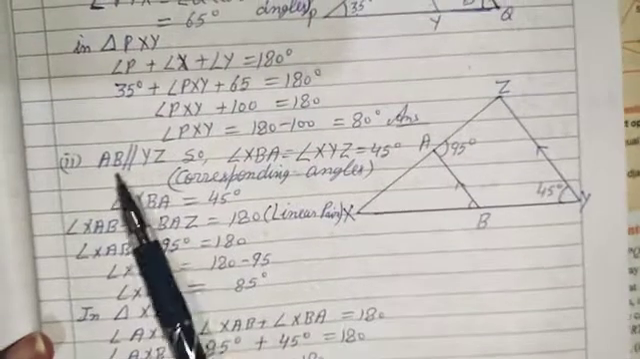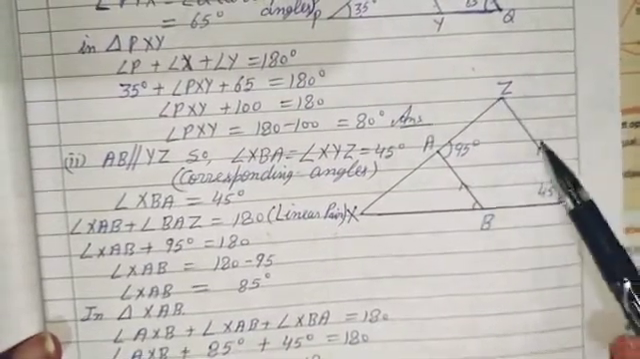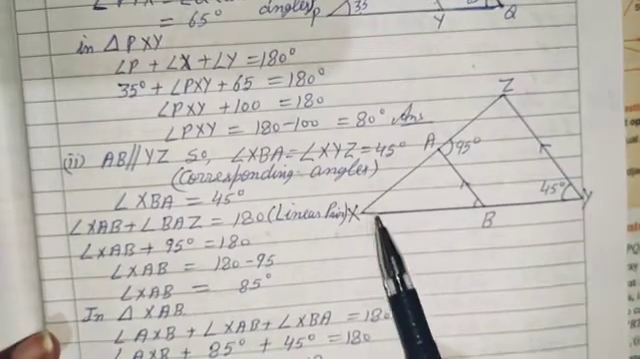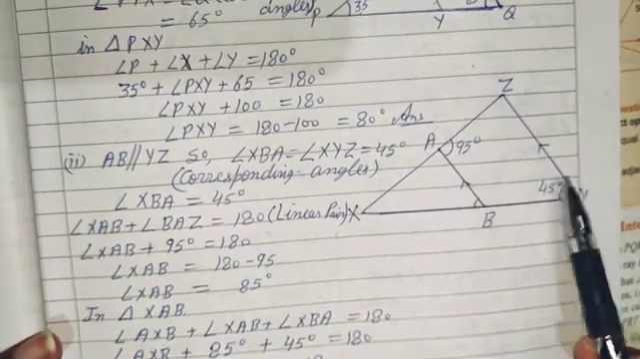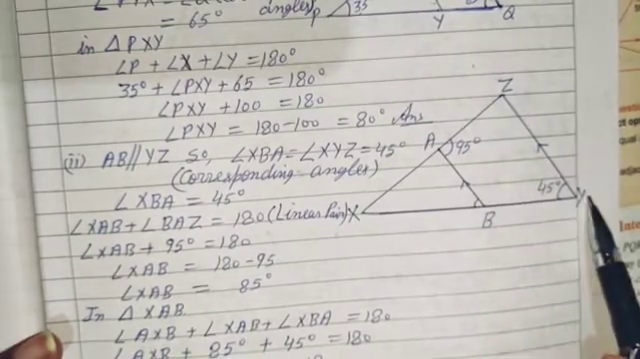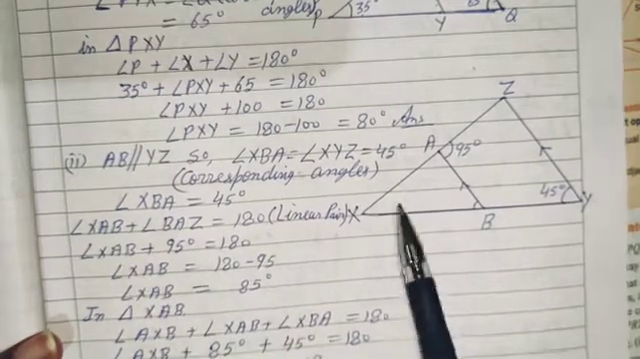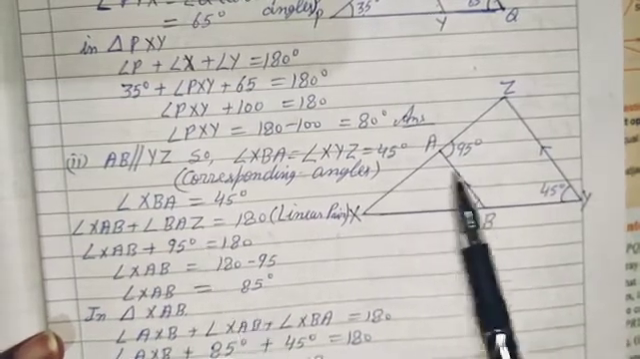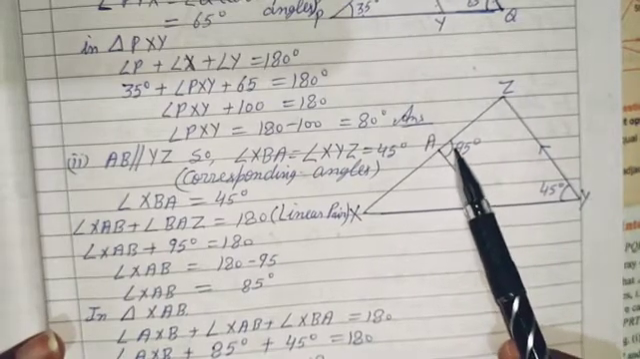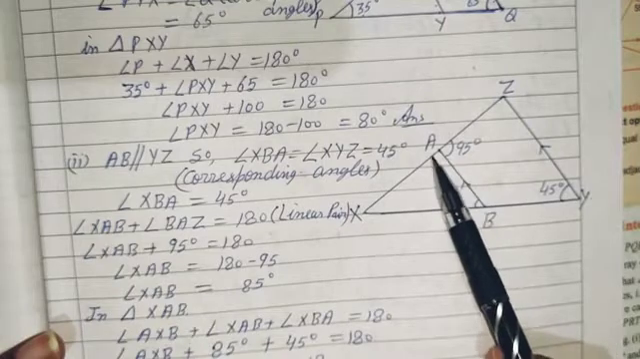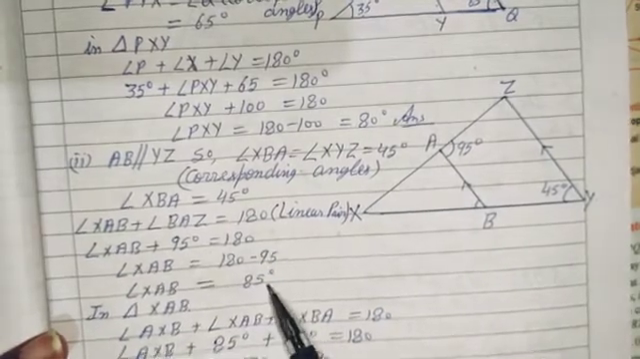Now in this figure, AB is parallel to YZ. And these are the transversals for AB and YZ. Angle XBA and angle XYZ are both corresponding angles, since these two lines are parallel and this is the transversal. So angle XBA will be 45 degrees. Now angle XAB plus angle BAZ form a linear pair. So XAB plus 95 equals 180, and XAB equals 85.